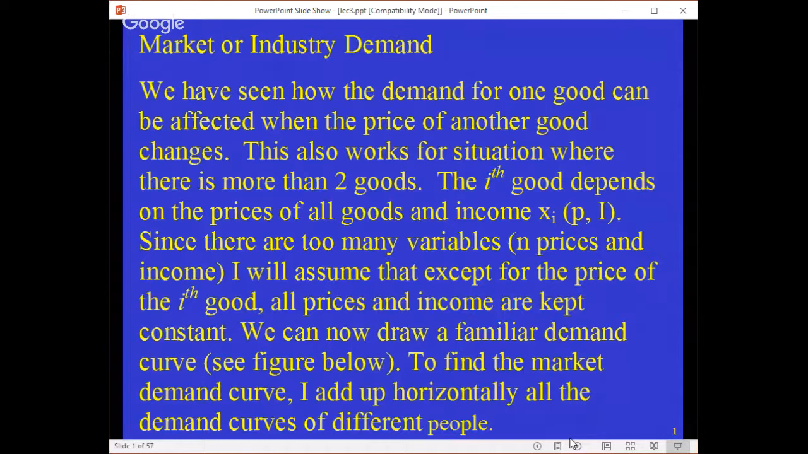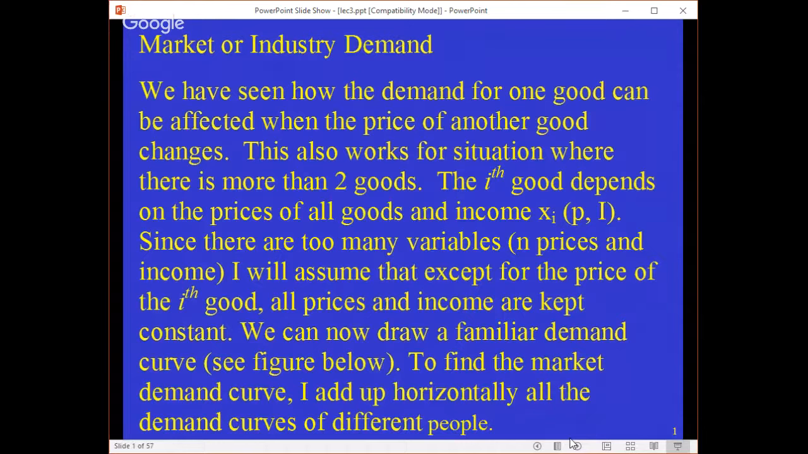Now, I can sum those up and get what we call a market demand curve. In other words, if I take the demand curves of every individual that demands that product, I get an industry or market demand.